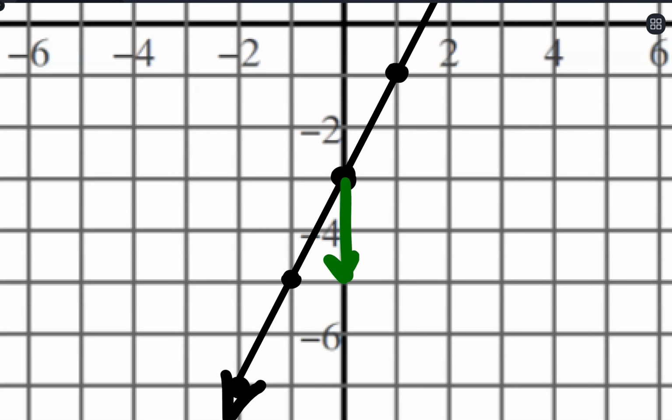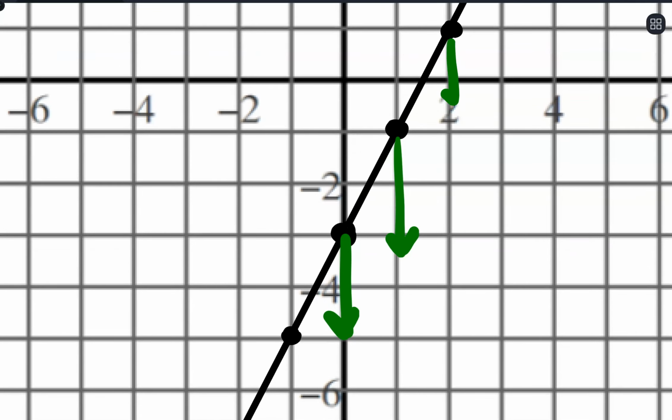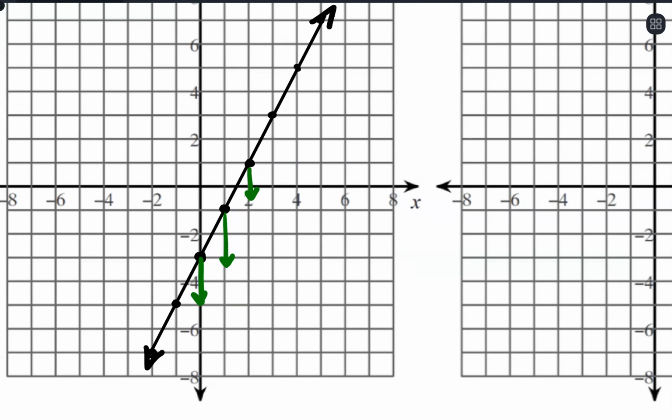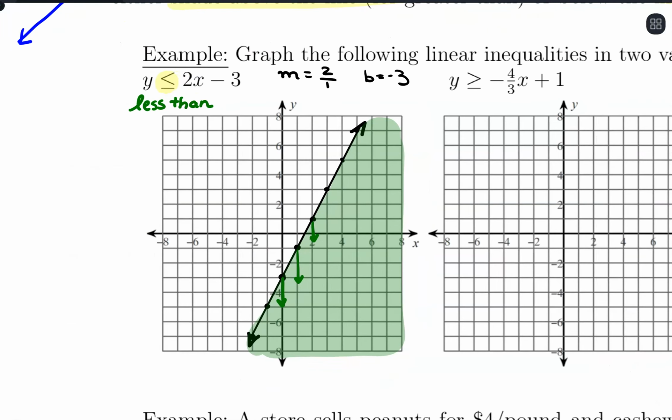So what I like to do is draw myself a little arrow to show we're going to shade in this downward direction. Let me grab my big highlighter pen, and I'm going to shade in all of this because everything in this region is a solution. So we end up shading below the line because we're looking at less than or equal to.